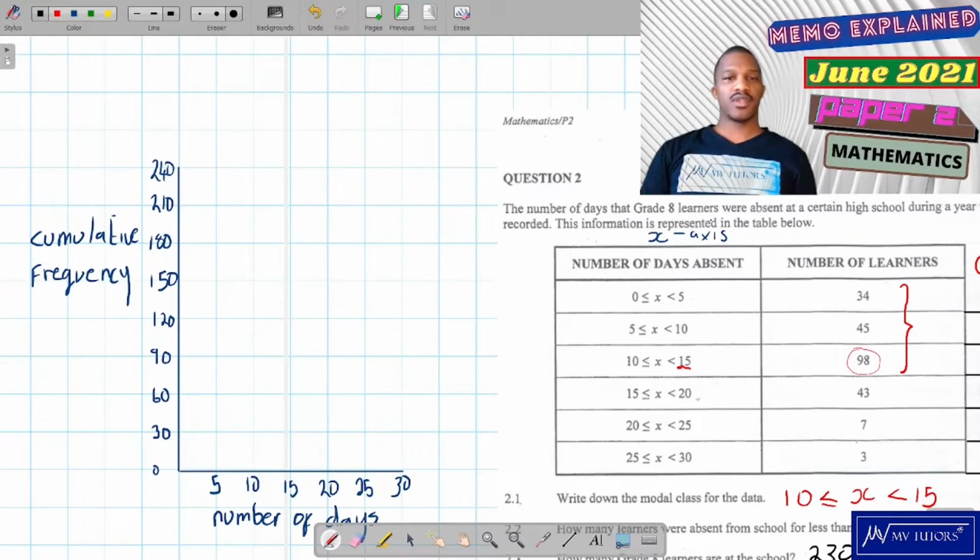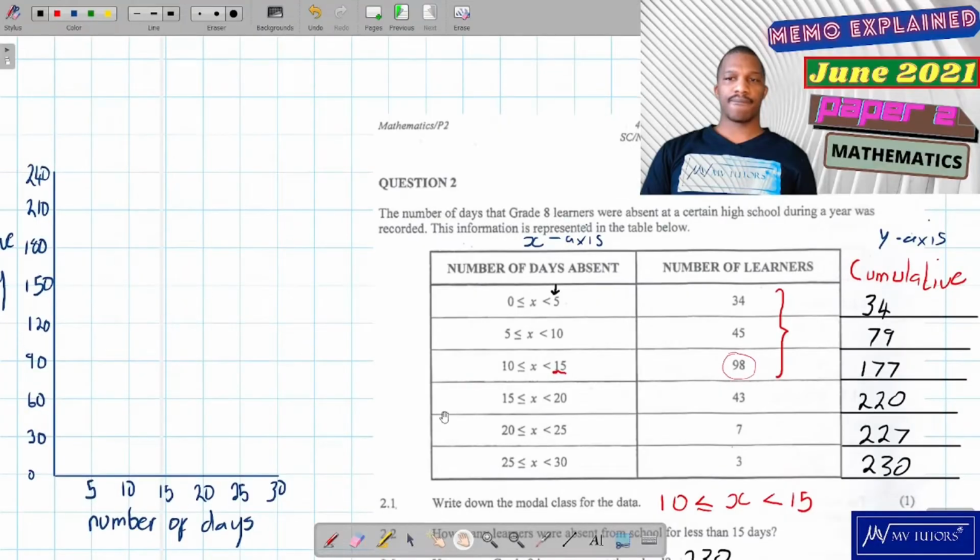In marking the points, we're going to use these values this side together with the cumulative value. So the first one that we have is 5 and 34. So 5 on the x, 34 on the y. So this is 30, 40, 50, 60. So 34 is somewhere here. Well, not really, but yeah, somewhere there.